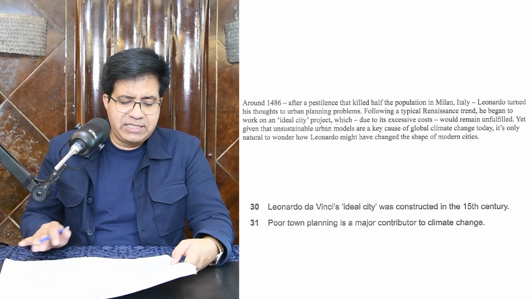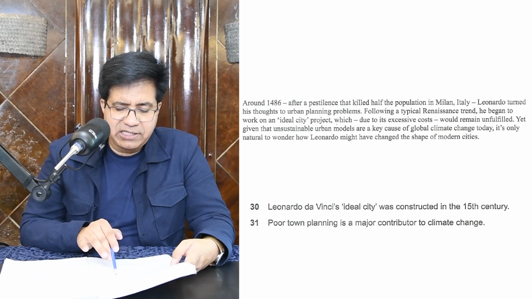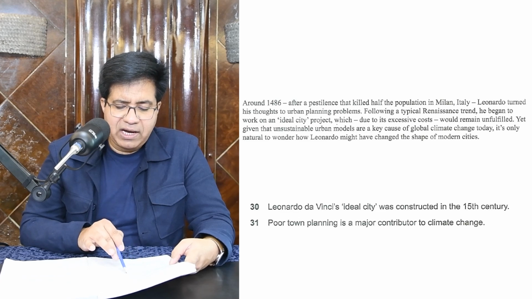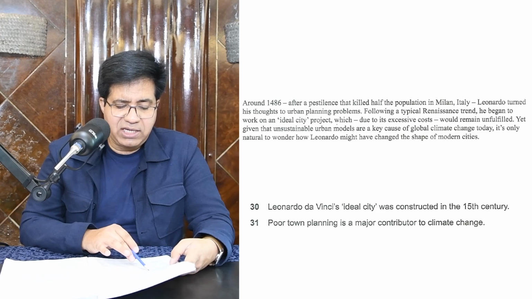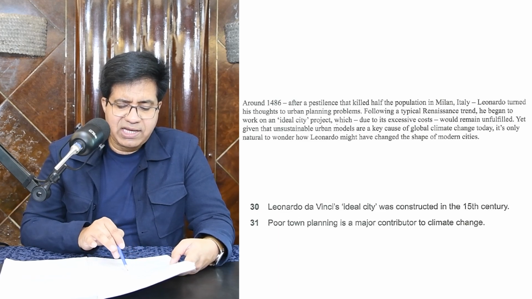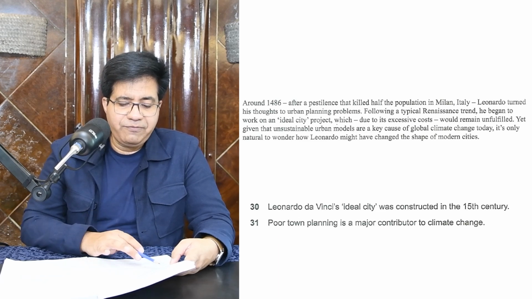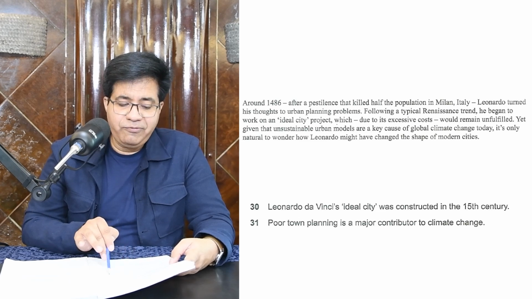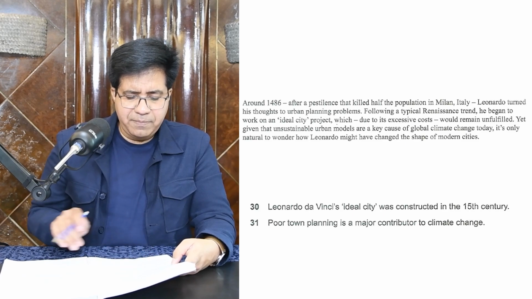Around 1486, after a pestilence that killed half of the population in Milan, Italy, Leonardo turned his thoughts to urban planning problems. Following a typical Renaissance trend, he began to work on an ideal city project, which, due to its excessive cost, would remain unfulfilled. Now, 15th century, and his ideal city project remained unfulfilled. Okay, and then this is yet given the unsustainable urban models and all that.